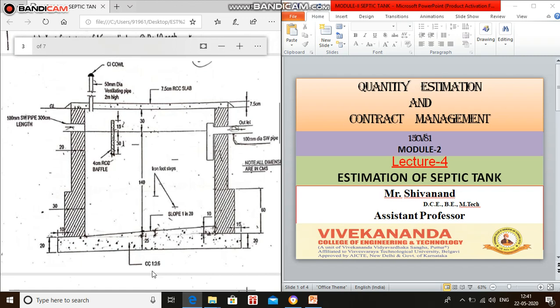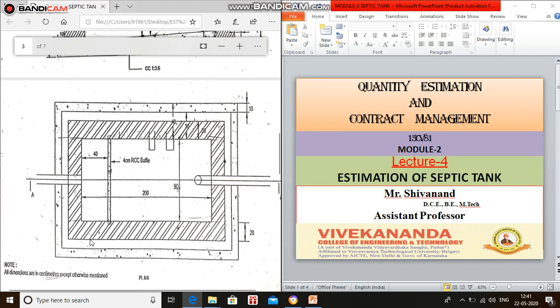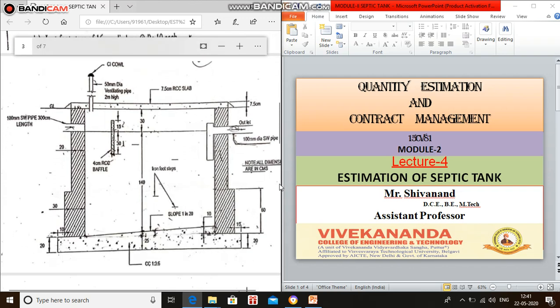Here is the sectional elevation. So here we can see the foundation and masonry wall and RCC roof slab, cowl, inlet pipe, outlet pipe, baffle wall, sloping floor, etc. And similarly we can see the plan. Here is the longer direction 2 meter and shorter direction 0.9 meter. Here is the first step, second step, and here is the foundation. Okay, let us start one by one.